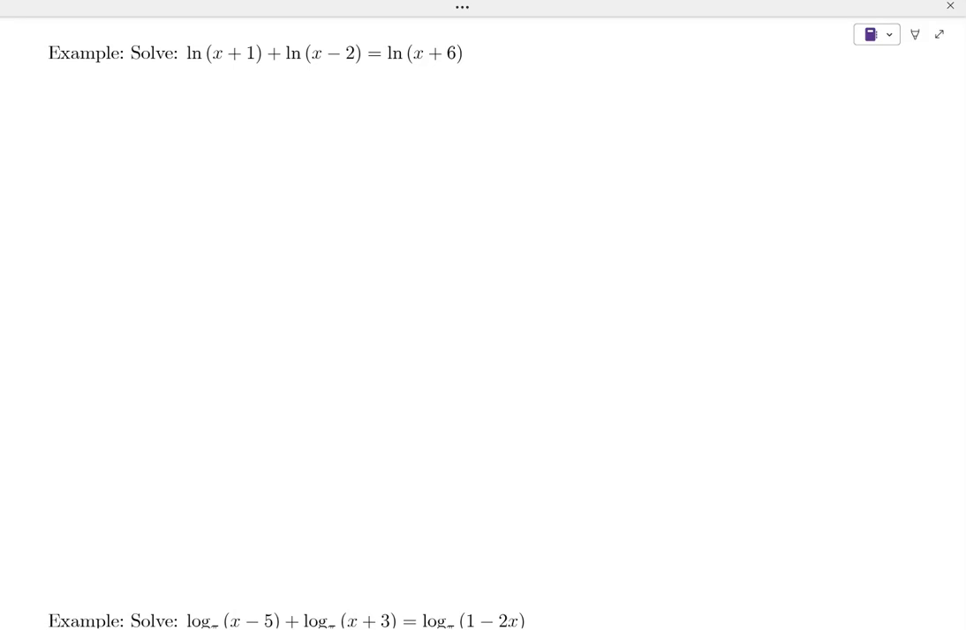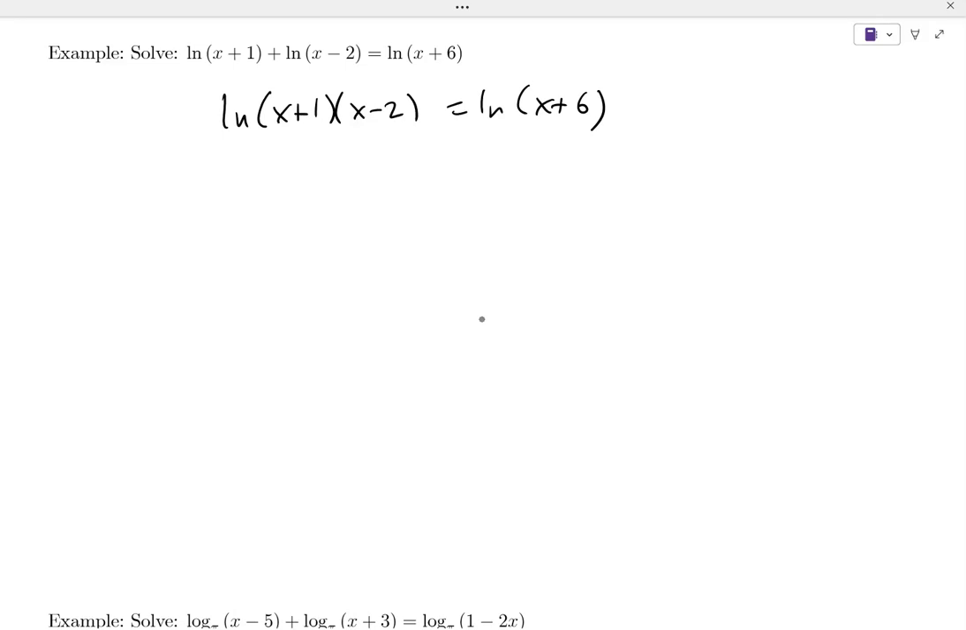What are you going to do? Yes, I'll do the multiplication. Yep, you're right. So this would be log of (x plus 1) times (x minus 2) equals log of (x plus 6). That's the same first step we've done in all of them, isn't it? Combine those things together.